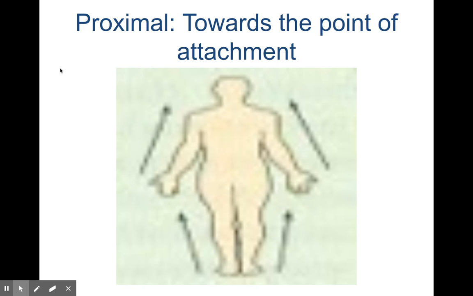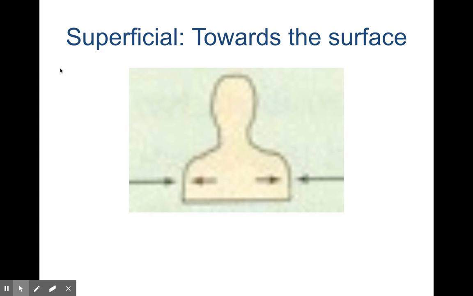Proximal is towards the point of attachment. Just like distal, it's in relation to limbs. Point of attachment for the upper limbs is the shoulder. Point of attachment for the lower limbs is the hip. The wrist is proximal to the fingers. The elbow is proximal to the wrist. The knee is proximal to the ankle. So the knee is closer to the point of attachment than the ankle is.